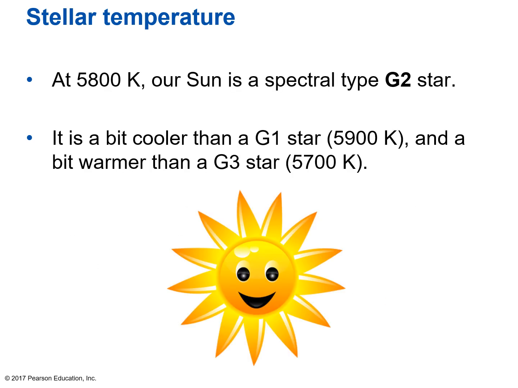At 5800 Kelvin, our sun is a type G2 star. So I want you to remember that. Previously I said it's a G star. Now we're getting more specific. It's a G2 star. So it's on the warm end of G stars. It's a bit cooler than a G1 star, which is going to be about 5900 Kelvin, and it's a bit warmer than a G3 star, which would be about 5700 Kelvin.